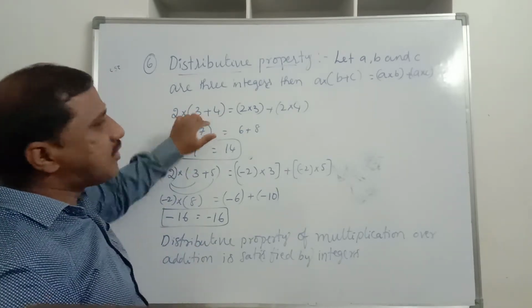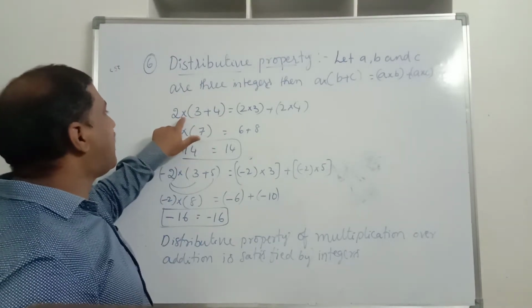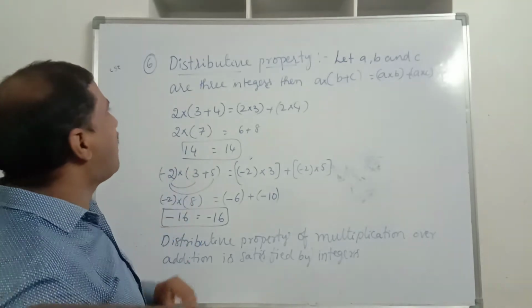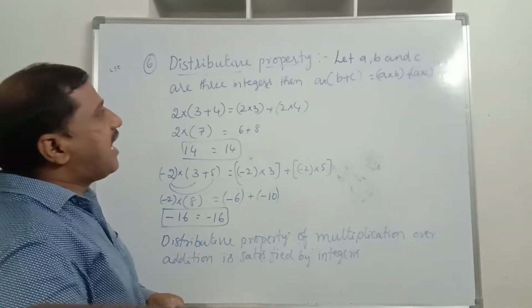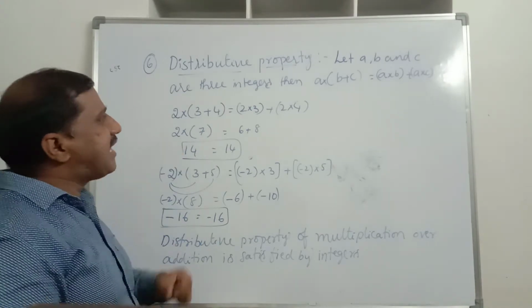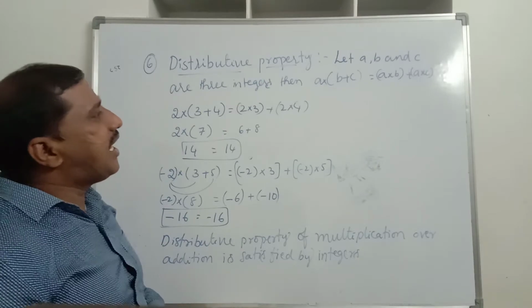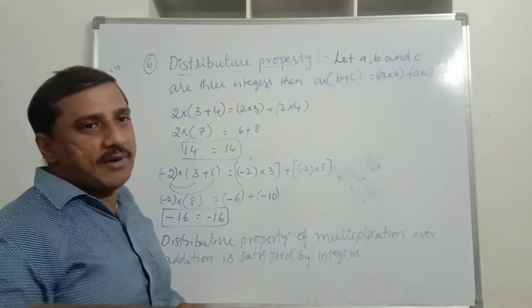See, here we are using two arithmetic operations, that is addition and multiplication, that is into and it is plus. Two arithmetic operations we are using in this property. This property is known as the distributive property. It states that let a, b and c be three integers, then a into the whole b plus c is equal to a into b plus a into c. This property is known as the distributive property.